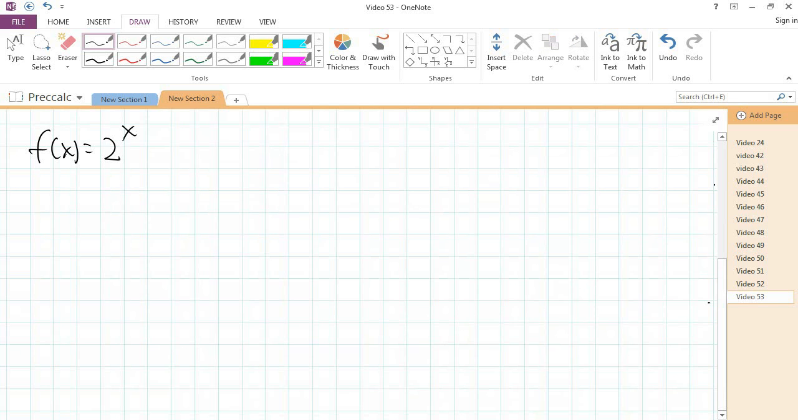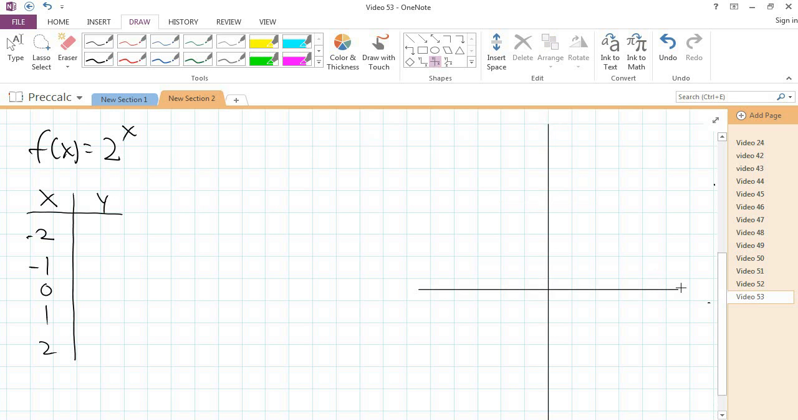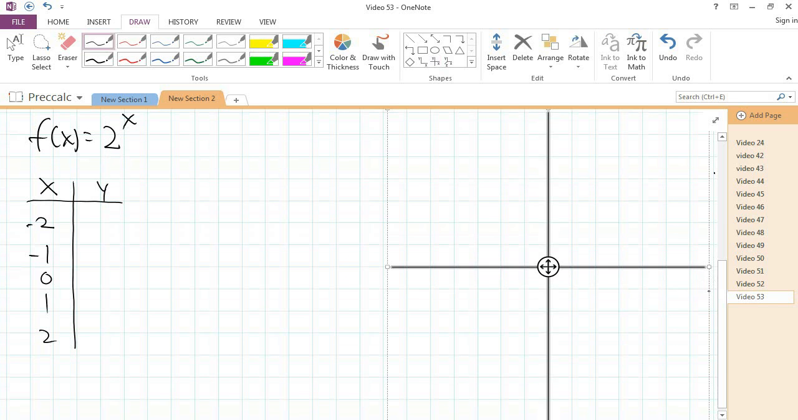Okay? So we're going to make a little t-chart. The anchor points that we usually use are -1, 0, and 1 for x. I'm going to add a couple of extras, -2 and 2, just to make things super clear. And we're going to graph these points over here. So hit pause, and when you are ready, we'll go.